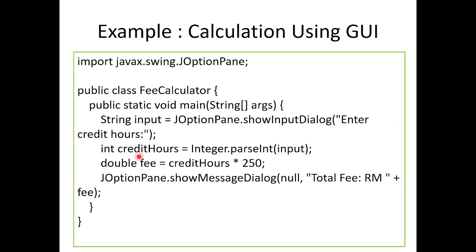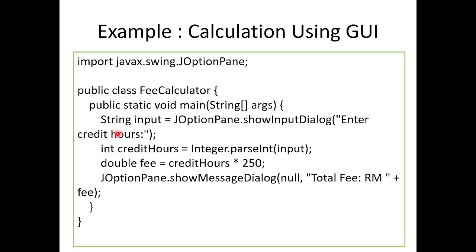Okay, now how about a GUI program that requires some calculations? Since the program needs to use GUI, we have to import JOptionPane. Then we have this example class name, FeeCalculator, and then the void main structure. Then we have show input dialog, which asks the user to enter the credit hours. Now these inputs will be read as a string. The credit hours can be numbers, so when the compiler reads that input as a string, that input needs to be converted to integer.